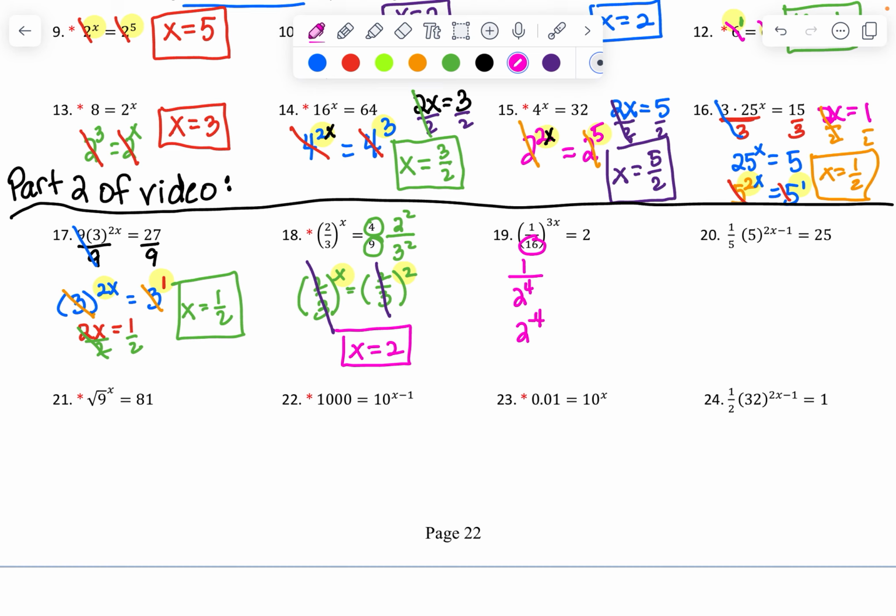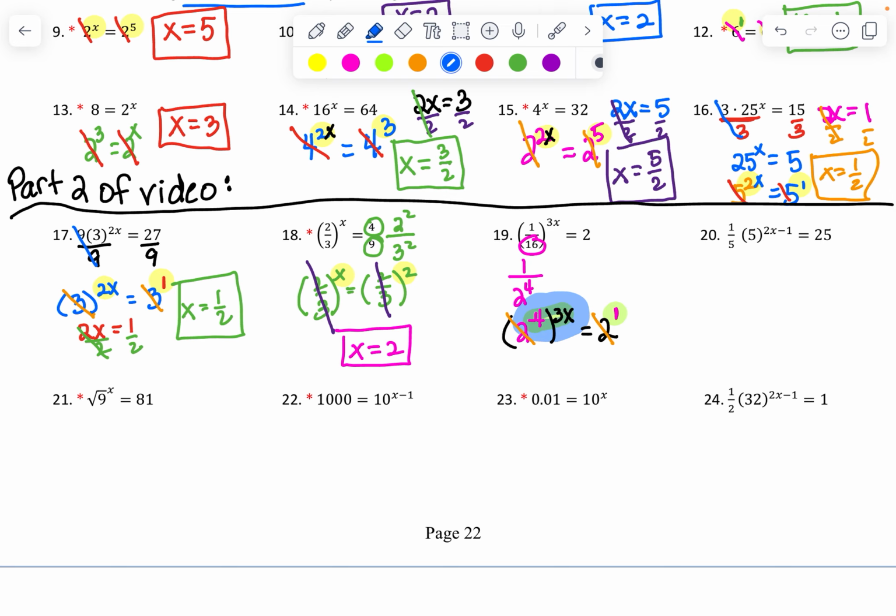Okay, over here, it looks like a little bit of a mess because there's that crazy 1/5 right there. But to get rid of that, I can multiply both sides by 5. When I do that, these 5's right here cancel, and then I'm left with a 1, which is fine. So I'm left with 5 to the 2x minus 1 power equals 25 times 5 is 125.